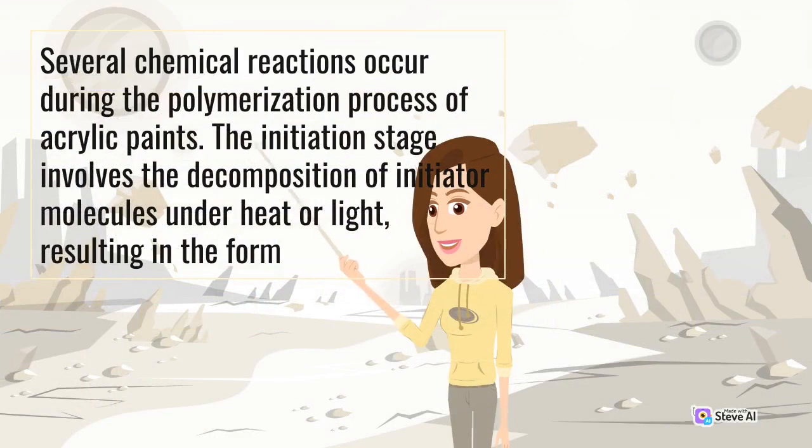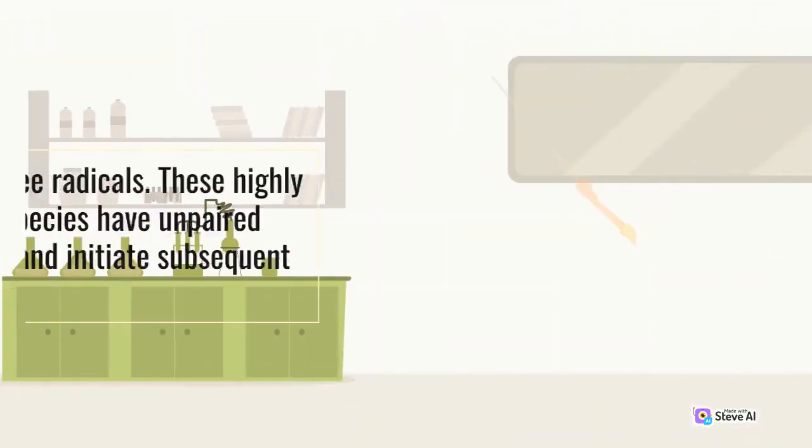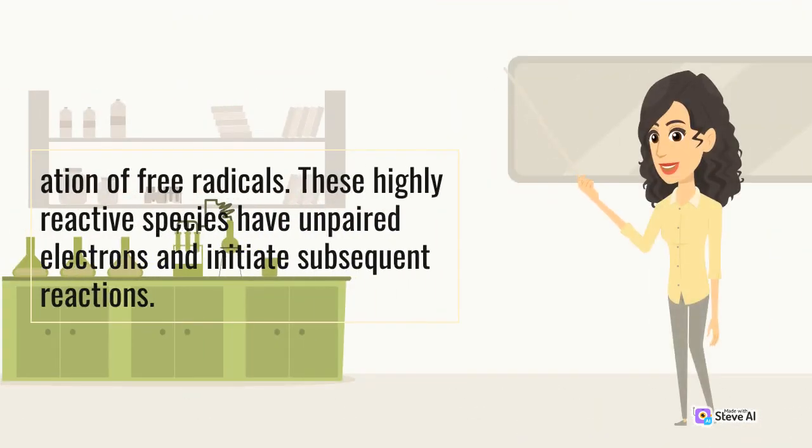Several chemical reactions occur during the polymerization process of acrylic paints. The initiation stage involves the decomposition of initiator molecules under heat or light, resulting in the formation of free radicals. These highly reactive species have unpaired electrons and initiate subsequent reactions.